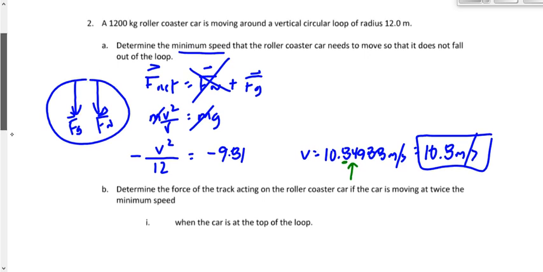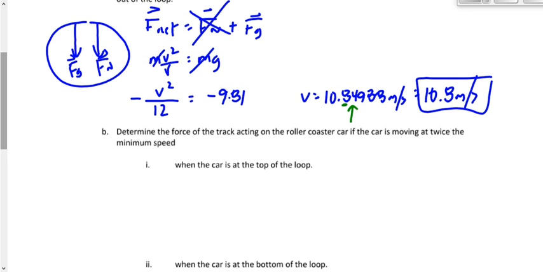Now, once again, why did I write down the unrounded number there, 10.84988? Just in case, right? Just in case. Jacob, just in case what? You need it in B. Yeah, just in case I need it in B, or C for that matter.